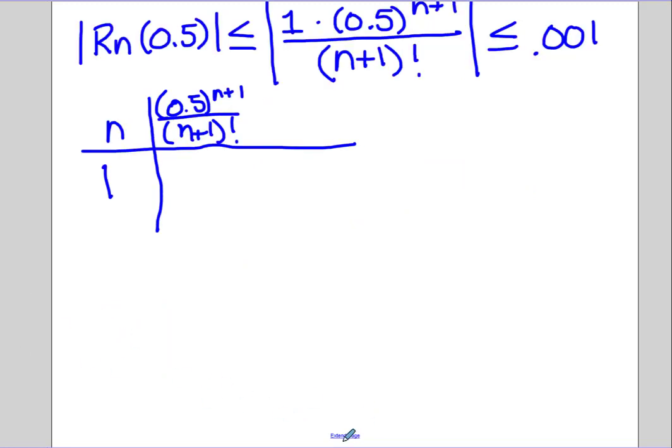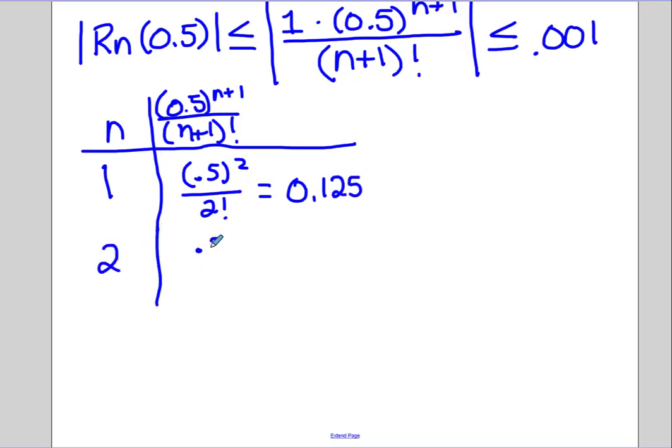We're looking for a number that's going to be smaller than that, less than that. So when n is 1, you have a half to the second power divided by 2 factorial, which becomes 0.125. So we know that's not good enough. 2's not going to be good enough. We're going to have a half cubed divided by 2 plus 1 factorial. That's 3, which is 0.125 divided by 6. And that's not close enough.